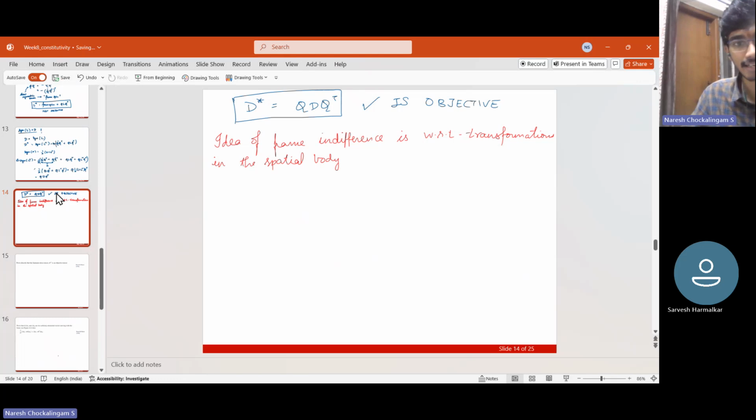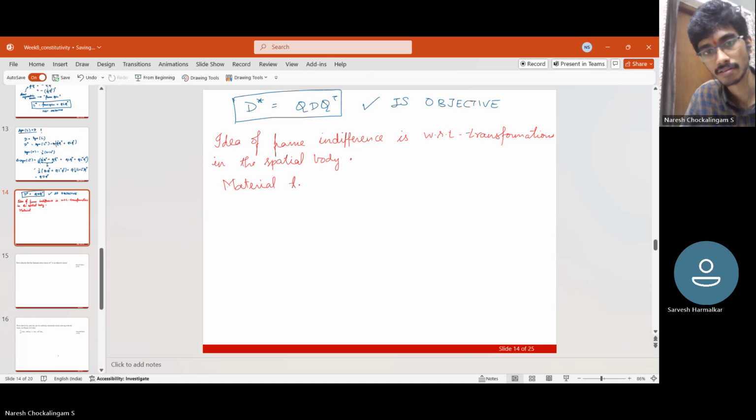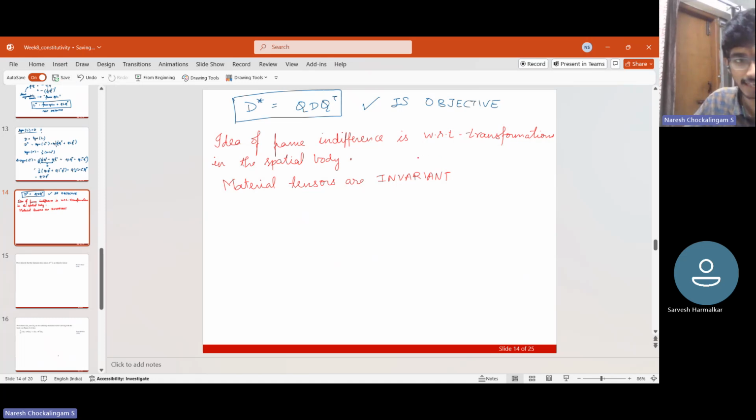So if you take material tensors, they are insensitive or invariant to frame changes. Invariant is not the same as indifferent. Indifference is clearly defined as a certain relationship between the tensors in two different frames of reference. However, invariant with respect to frame change means it is exactly the same.